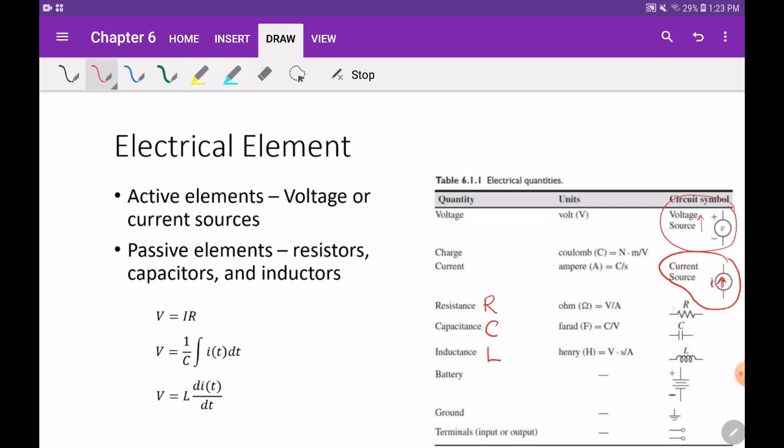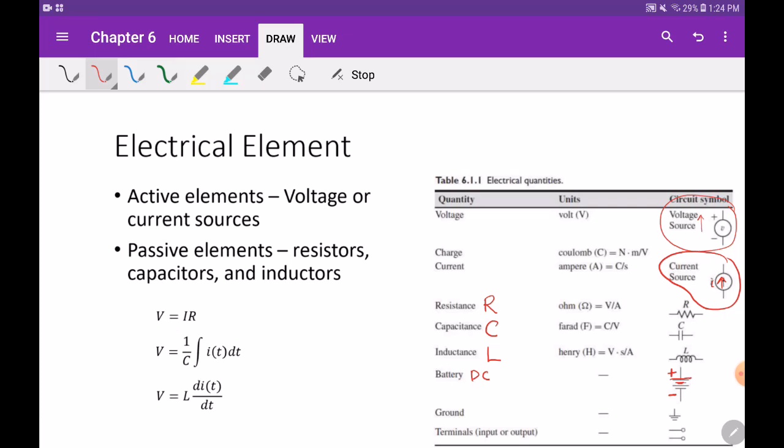So resistor will look like a spring. Capacitor will look like two plates. And the inductance looks like a coiled spring. And we have a DC power source, the battery, with the long bar and a short bar. Long bar side is the positive side, and short bar side is the negative side. And then this is the ground, and the terminals, if you want to measure voltages across some element, then you use terminals.